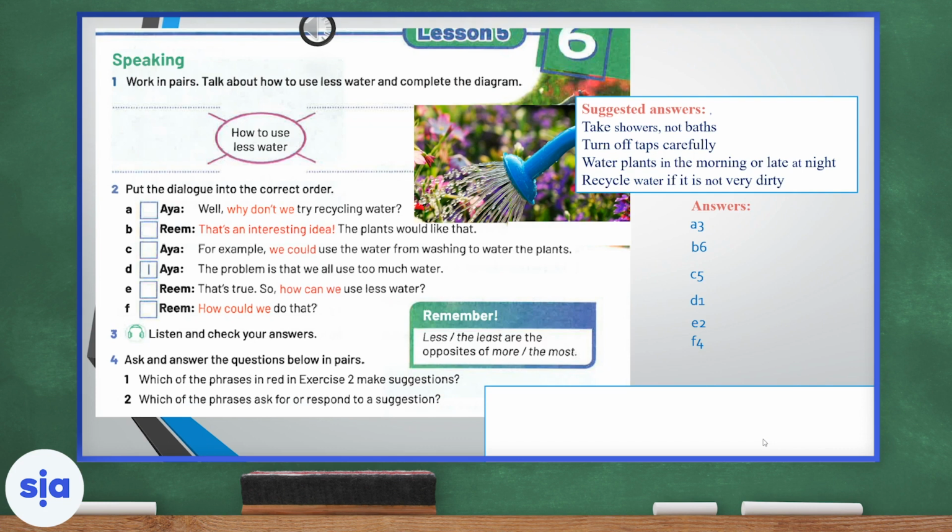Now, let's move on to exercise 4. Ask and answer questions below with a partner. Which of the phrases in red in exercise 2 make suggestions? Of course, the answer is why don't we or we could. Those expressions can be used to suggest an idea. Which of the phrases ask for or respond to a suggestion? Of course, they are, that's an interesting idea, or how can we, or how could we?